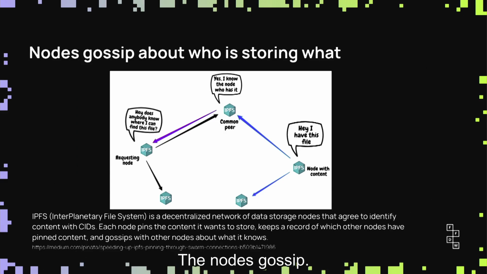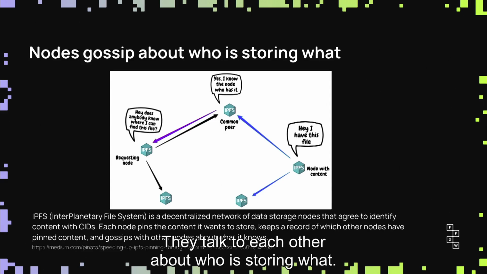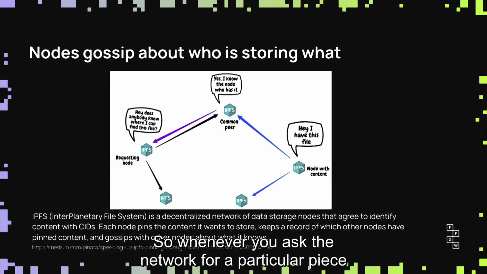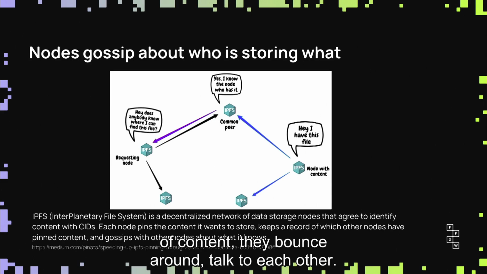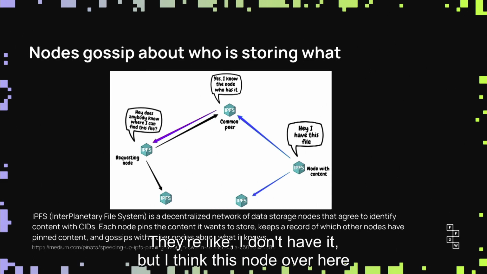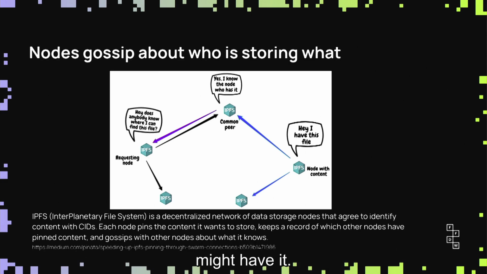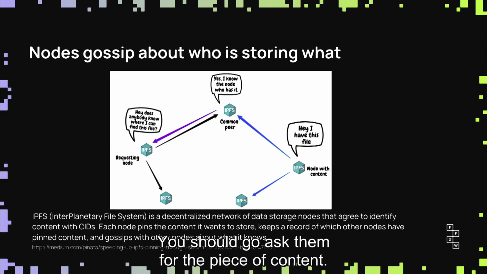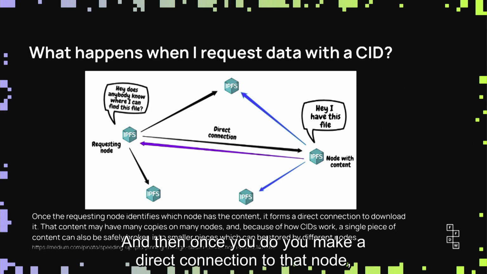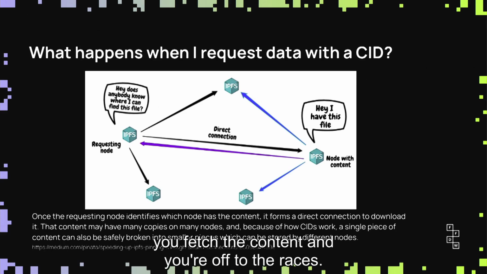The nodes gossip. It's called the gossip protocol. They talk to each other about who is storing what. So whenever you ask the network for a particular piece of content, they bounce around, talk to each other. They're like, I don't have it, but I think this node over here might have it. You should go ask them for the piece of content. And then once you do, you make a direct connection to that node. You fetch the content. And you're off to the races.